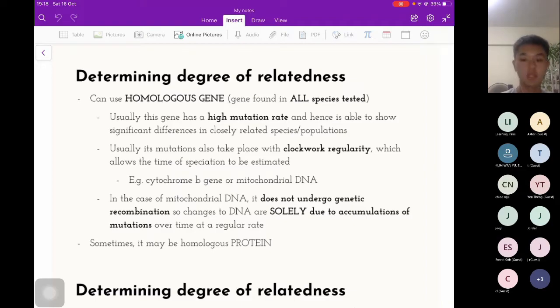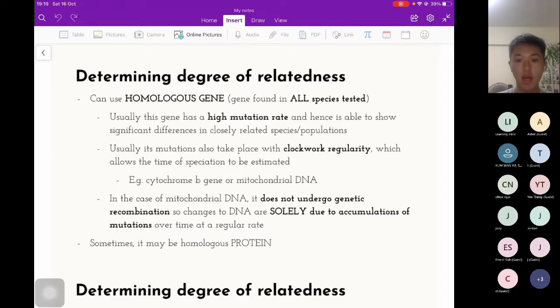When we talk about different species and we want to see how closely related they are, we have to use a homologous gene, right? So a gene that's found in all the species that you are testing or figuring the relation between. So let's say you want to see how similar fish and human are. First thing you need to do is find a homologous gene, a gene that humans have and a gene that fish have. Usually this gene has a high mutation rate, especially if we're comparing very closely related species like humans and chimpanzees. Not all the time, but usually they have a high mutation rate and are able to show significant differences between closely related species and populations. And its mutations usually take place with clockwork regularity.